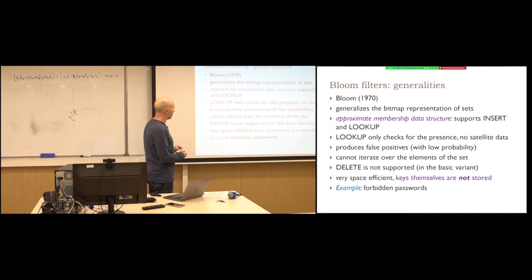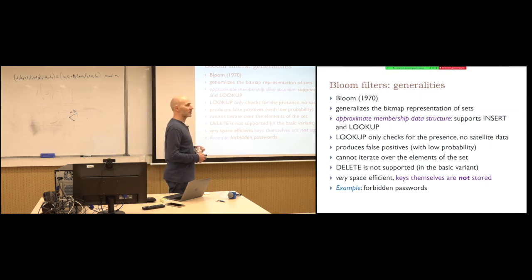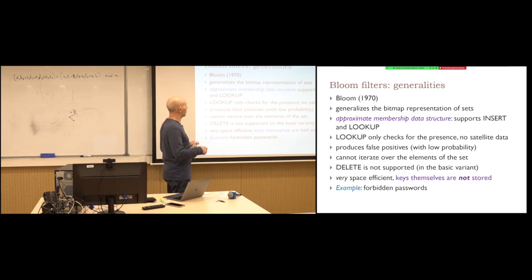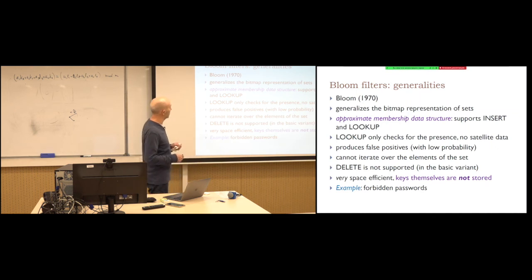Moreover, the data structure will make mistakes sometimes. The mistakes will be only one-sided. If the object belongs to the set, then the answer will always be yes. If the object doesn't belong to the set, then the answer will be no, but sometimes it can be yes. So-called false positives. So sometimes we may have some false positives with small controllable probability. Deletion is not supported, I already said.